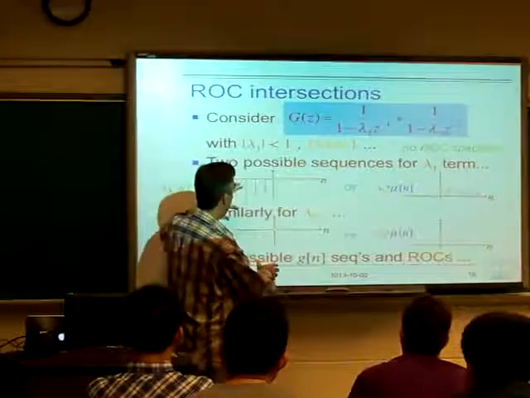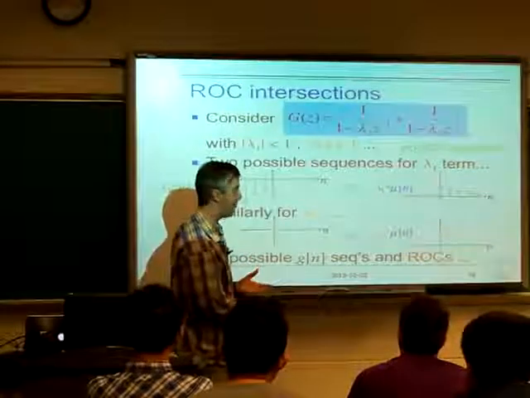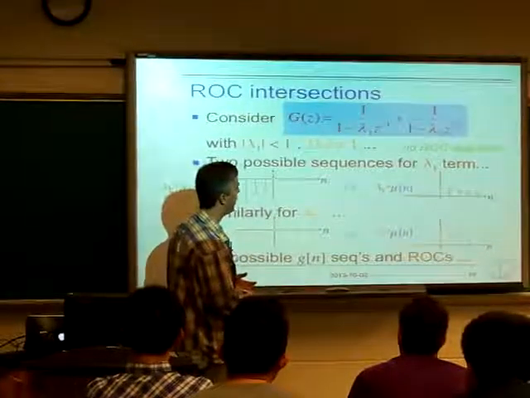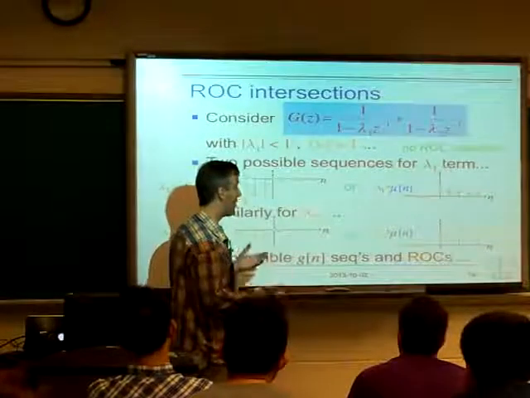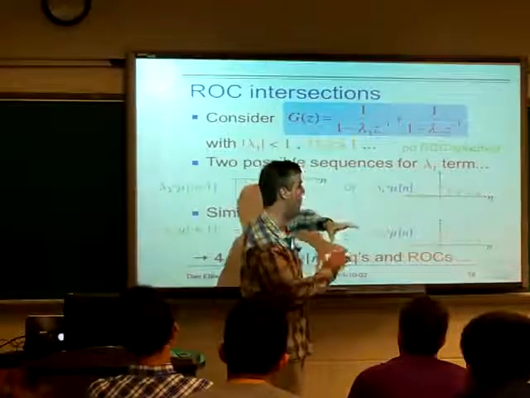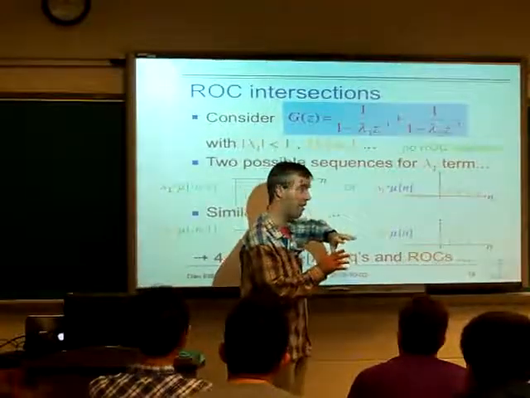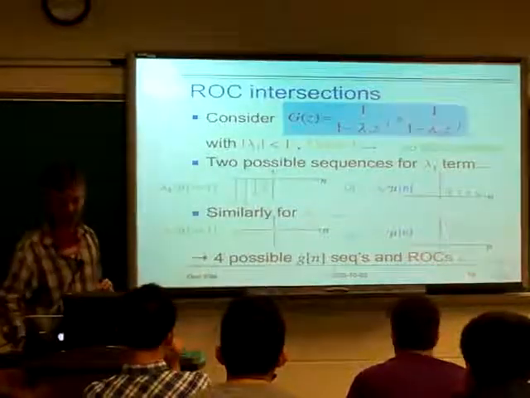We could take one of these two and one of these two, and add them together, and we'd get a sequence with the same G of Z, but the only thing that would differentiate them would be the regions of convergence, which would be the intersection. So let's just look at all four of these, and we'll do them one by one.